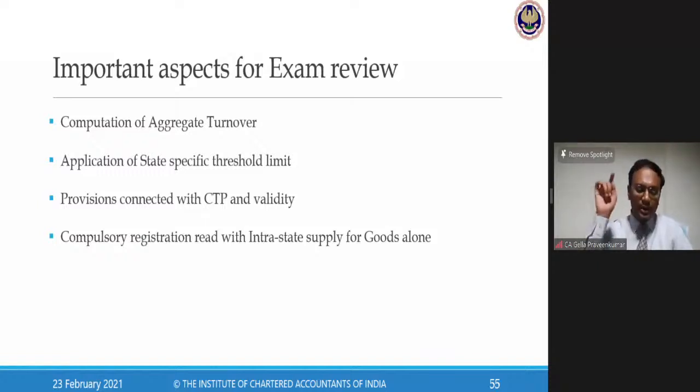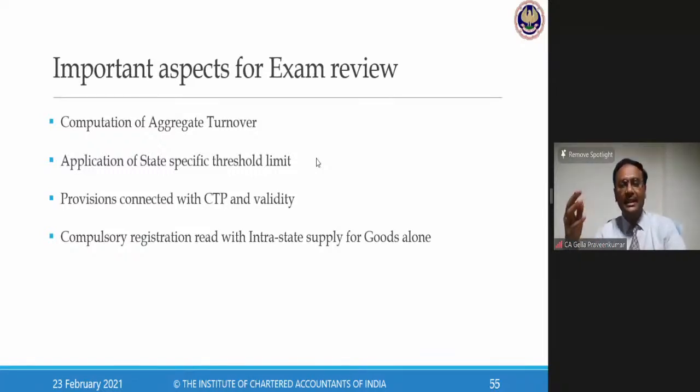Next, there could be a question asked on CTP, casual taxable person, and validity. Please explain the provisions relating to casual taxable person: how and when to register, how the taxes need to be deposited. We will say that in relation to a casual taxable person, the person has to make an application at least 5 days prior to obtaining registration. Also, in the case of a CTP, I have to deposit my tax well in advance as advance tax. I have to file my returns and claim a refund of that tax when my business is over. That is what we talk about for CTP or NRTP.